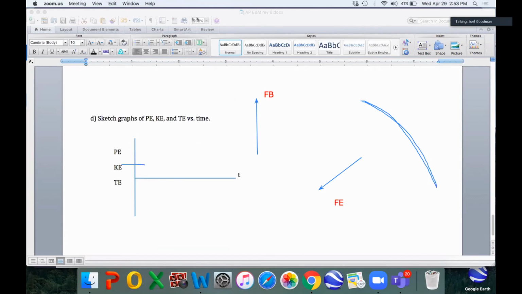But right now, let's sketch these energy graphs, and then we're going to get to the computer program, and you're going to say, golly gee whiz, Mr. Science, that's cool.